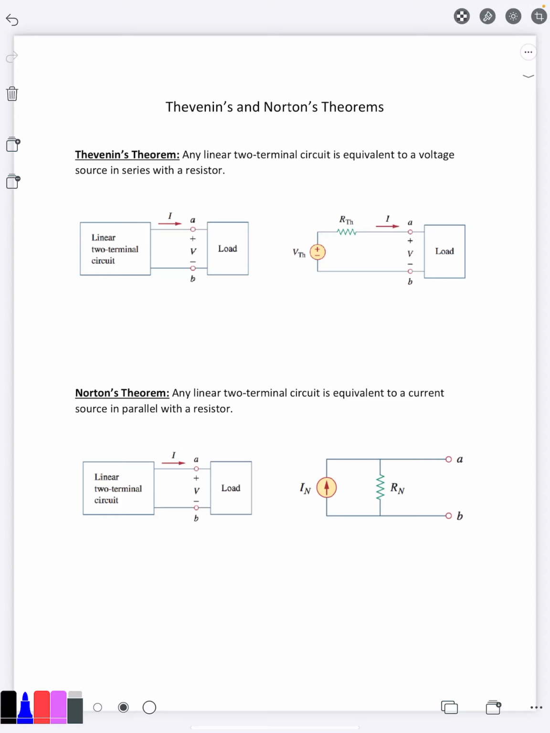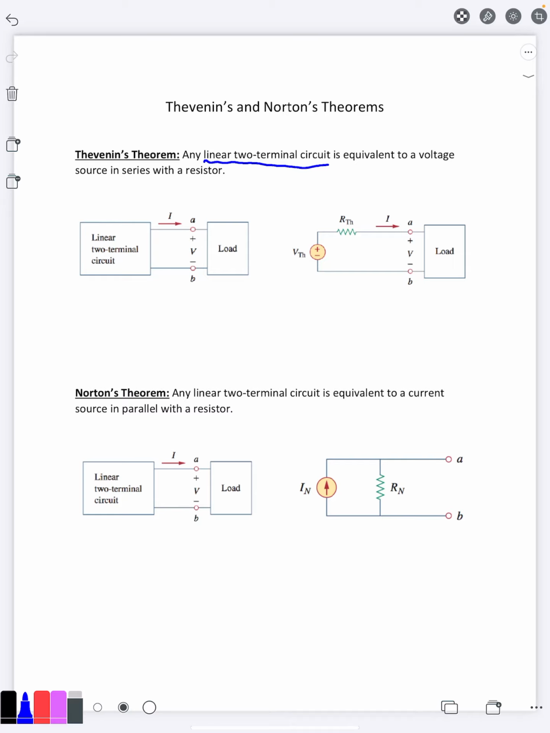In this video, we're going to discuss what Thevenin's and Norton's theorems state. Now, if you read the statement of the theorem, it says, any linear two-terminal circuit. Now, we really need to explain what this is. So we've mentioned what the linearity property is, and we've mentioned that resistors, capacitors, inductors will have the linearity property.